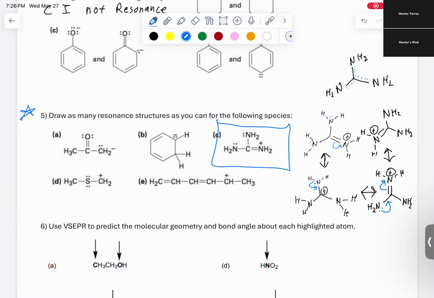Now the partial positives, which are delta positives, are on the nitrogens. As we saw, those ones each had a positive charge at one point. And then don't forget, the carbon also had a positive charge on it. So that one's also going to have a positive charge. So that's going to be our resonance hybrid right here.